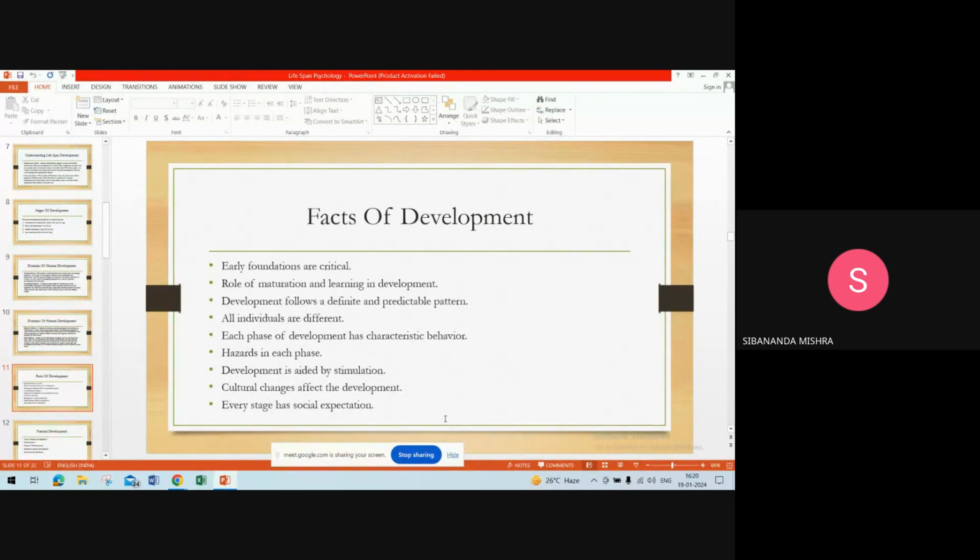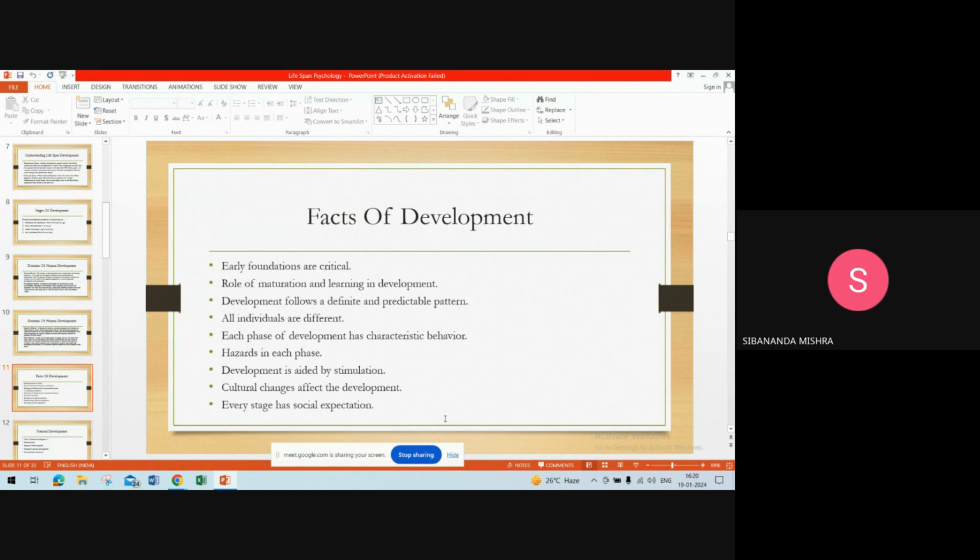Okay, so next is the role of maturation and learning in development. Maturation provides the raw material for learning. Development is influenced by the interaction of both. Anybody can tell, so far as a child is concerned, is learning important first or maturation? Maturation. Unless your brain and organs are matured, you are not capable enough, you cannot learn. Learning is dependent on maturation. Unless maturation, you cannot learn much. It requires the brain's development.